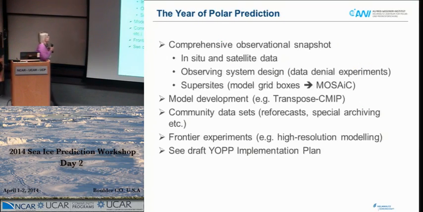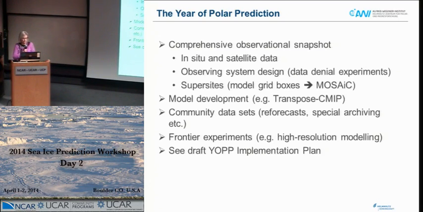So that's one of the motivators for the Year of Polar Prediction, where lots of different things are planned, like doing more observations and doing more model experiments. And something that we've talked about, which would be interesting, is to do more of the Transpose-CMIP experiments to try to gather data so we can do more concentrated research. Some really high resolution modeling, what can that be? And if you're more interested, you can look in the implementation plan.